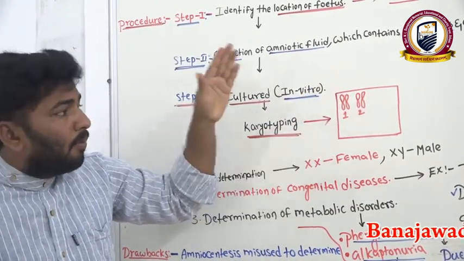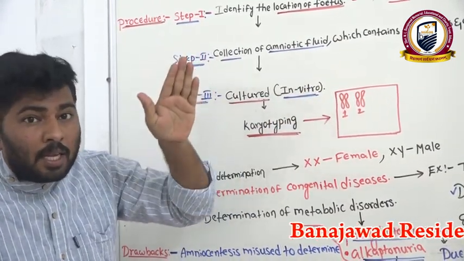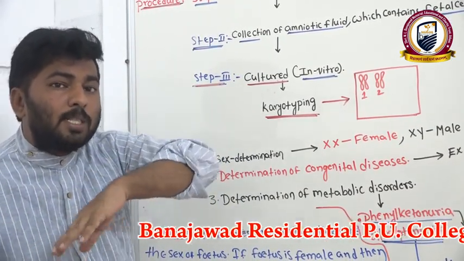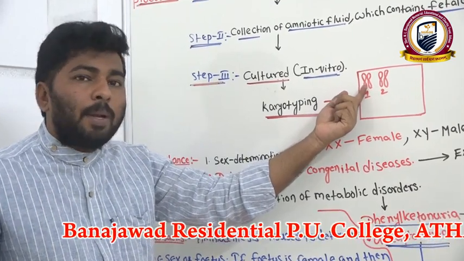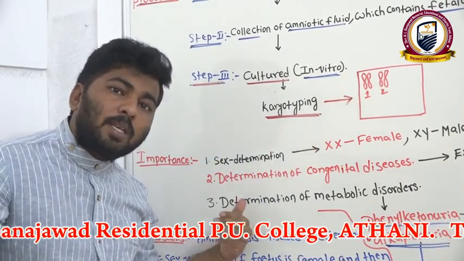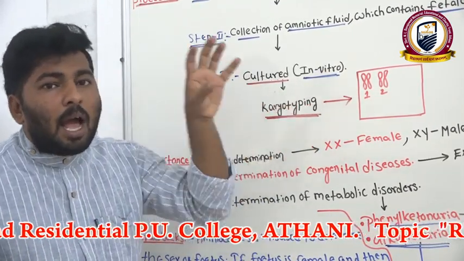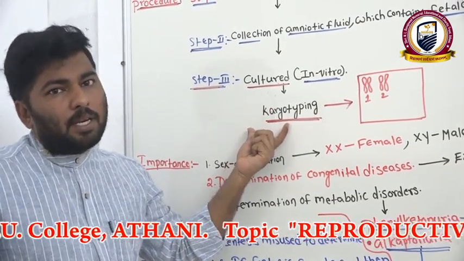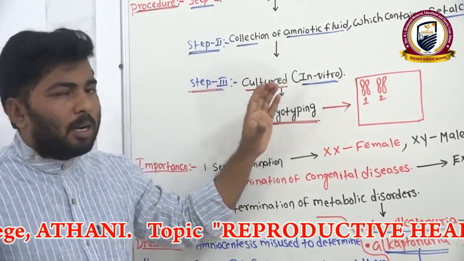Then finally, we are identifying whether any kind of defects are present in these chromosomes, whether there are more chromosomes in one pair or fewer chromosomes in one pair. We are identifying this by using the karyotyping technique finally. Are you getting now? One more time I will repeat it.